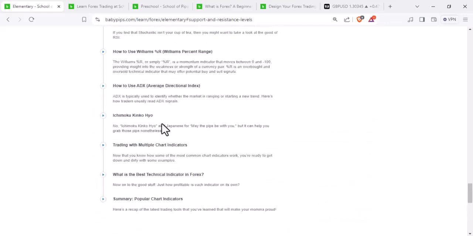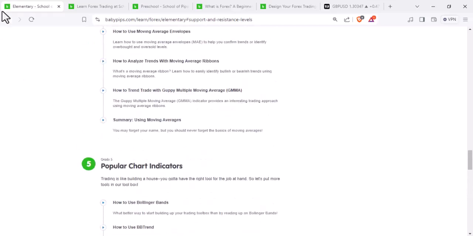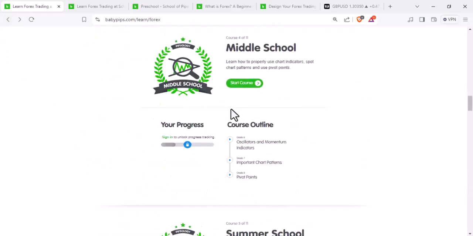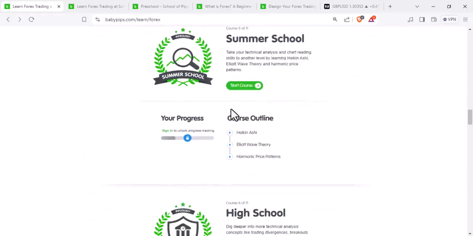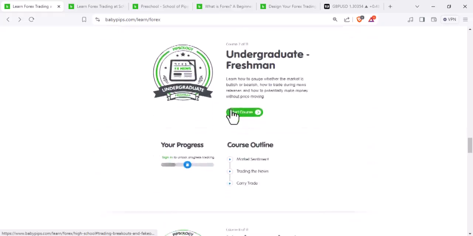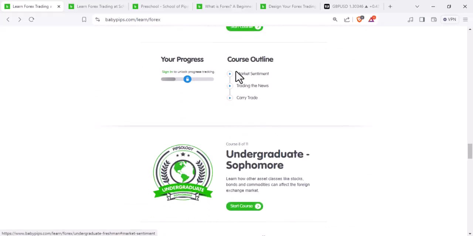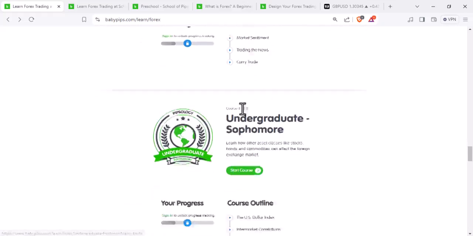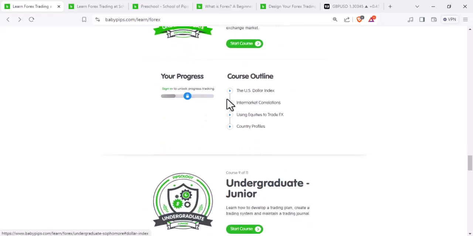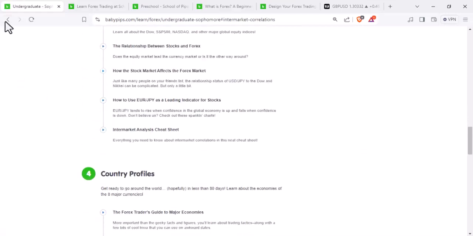it's so packed that you can benefit yourself maximally if you go through it. This is just the technical analysis part of the School of Babypips, and to learn about the fundamental analysis part, you have to come to undergraduate freshman, where you talk about market sentiment, trading the news, carry trade, down to the US dollar, intermarket correlations, and again it has lots of subtopics underneath each topic.